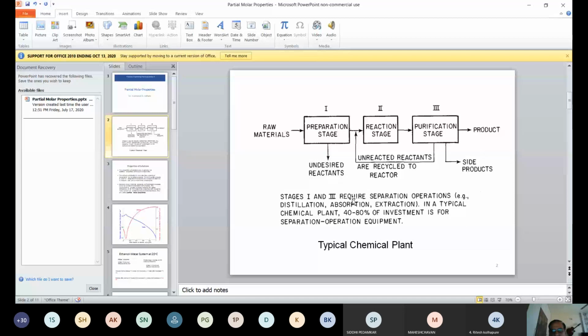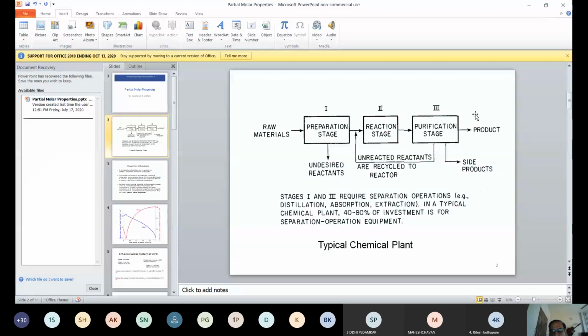Okay. So stage 1 is purification, and stage 3 is purification, right? So stages 1 and 3 require separation operations, for example distillation, absorption, extraction. This we have seen in PC, and you will study in mass transfer also. And 40 to 80% of the investment is for separation operation equipment. Most of this money goes into this and this.